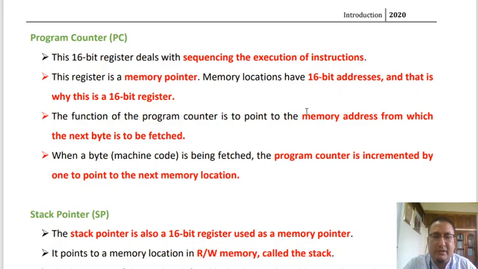The function of the program counter is to point to the memory address from where the next byte is to be fetched. When a byte is being fetched, the program counter is automatically incremented by 1 to point to the next memory location. So the program counter is a 16-bit memory register responsible for sequencing the execution of instructions. Now the stack pointer.